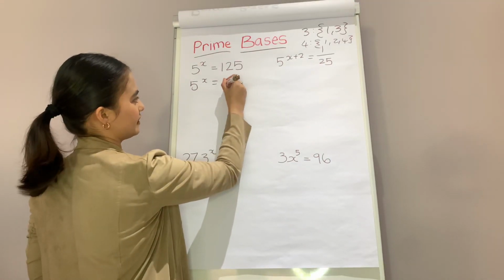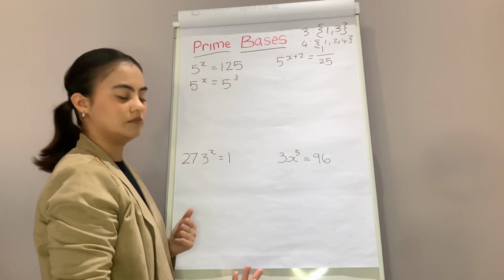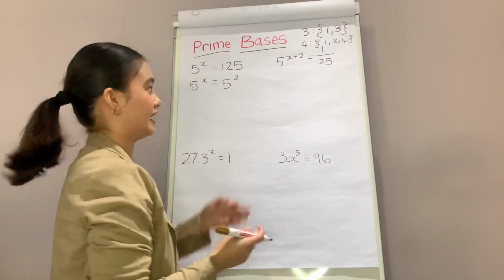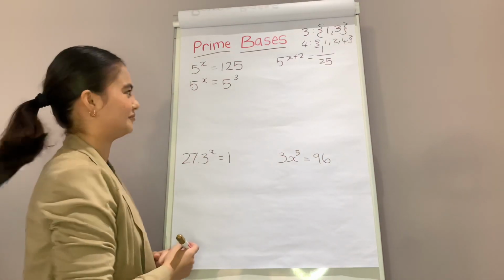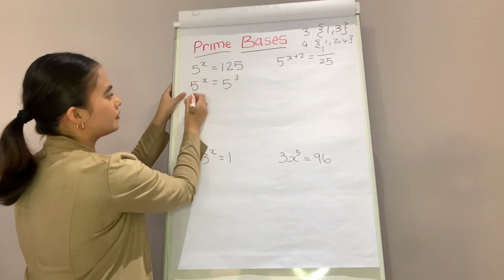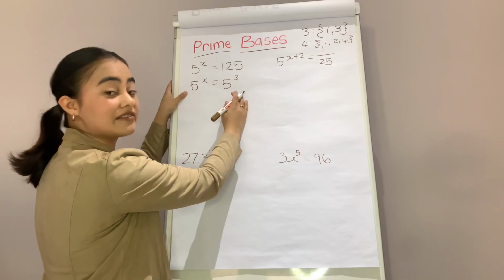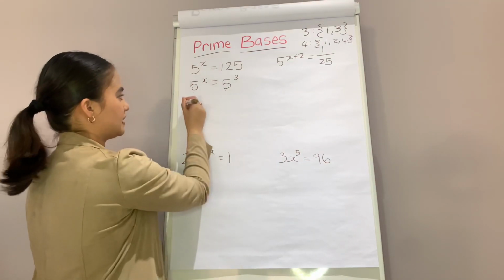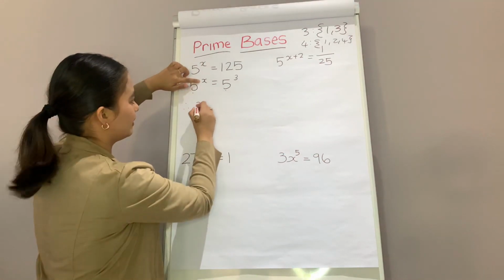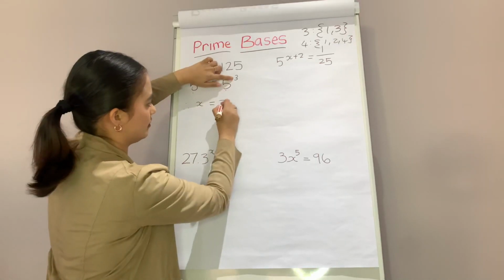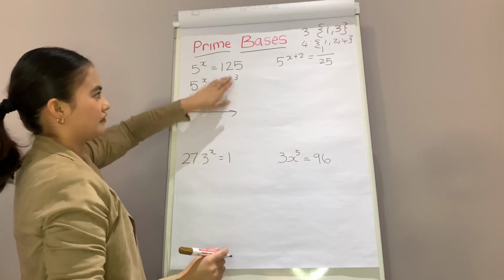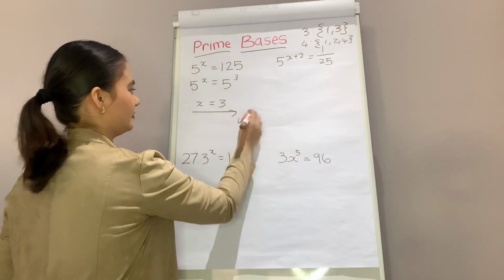Well, I could say that that is 5 to the power of 3 because 5 times 5 is 25 and 25 times 5 is 125. Okay, so there we go. Now that we have expressed it in prime bases, notice how both sides of the equation have the same base. So as a result, we can simply look at the value of the exponent. So we've got x on the left is equal to 3 on the right. Okay, and if you plug this in, 5 to the power of 3 is 125. So that one is sorted.